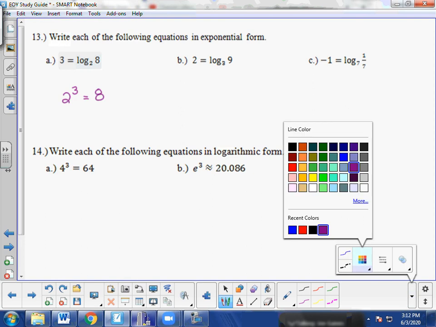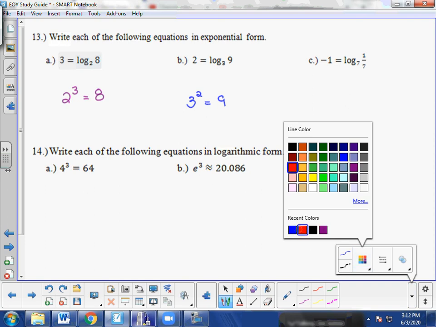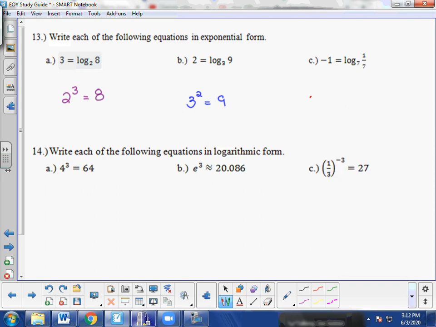Do the same thing for b. So our base in this case is the subscript number 3. Our power is the output value, 2, in the logarithmic expression, and the input value in the logarithmic expression becomes our output value for the exponential expression, so 3 squared equals 9. Same concept on the last one. Our base is 7. Our output from the logarithm becomes the input for the exponential, and our input from the logarithm becomes our output for the exponential.